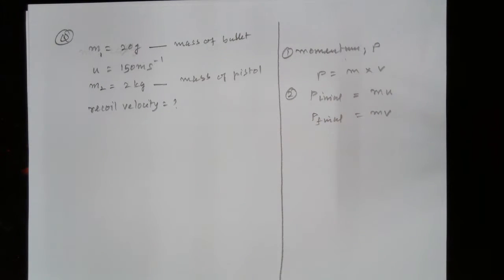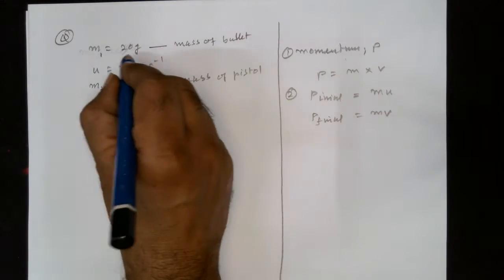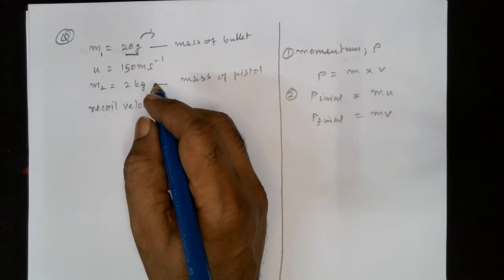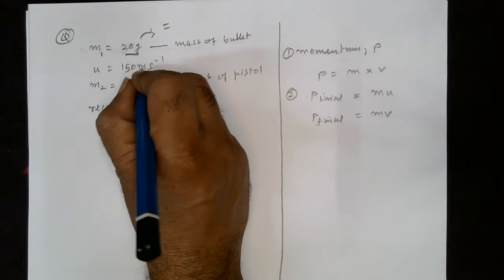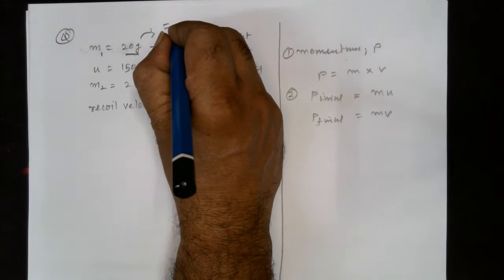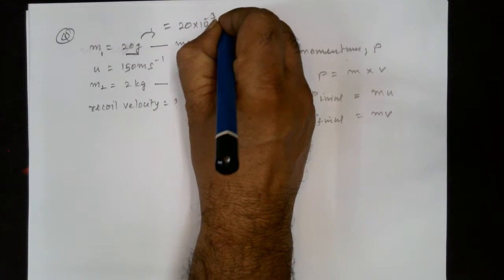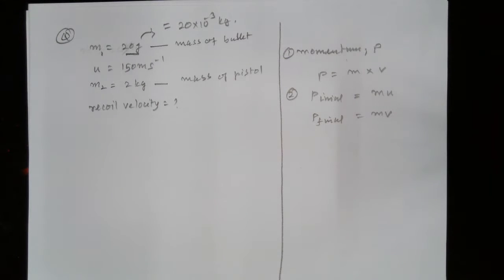Okay? Right. And let us convert this mass of the bullet as it is given in gram, that can be converted into kg. That is, kg means you have to divide by 1000. So 20 into 10 power minus 3 kg. Whereas mass of the pistol is 2 kg. Let us have this as M2. Okay? Right.